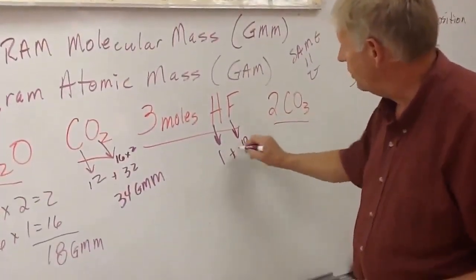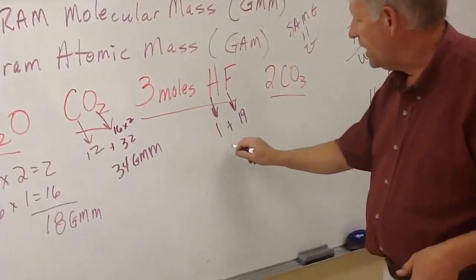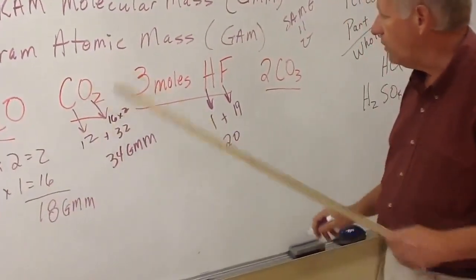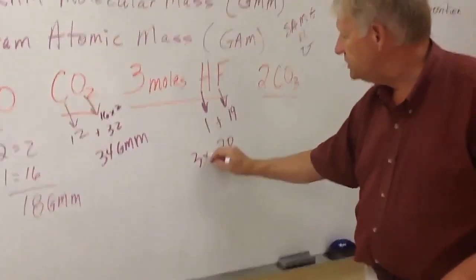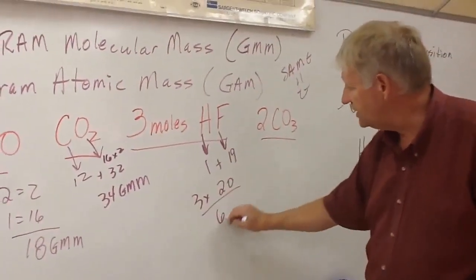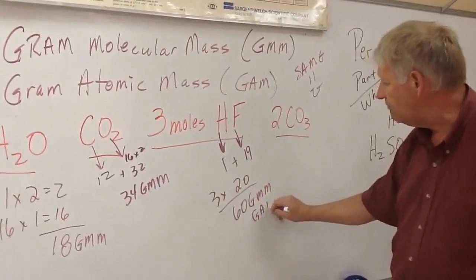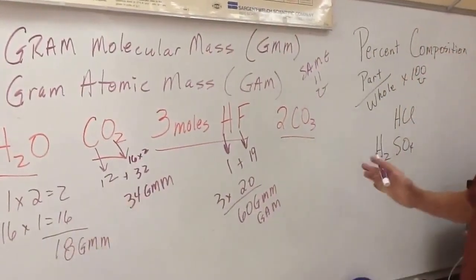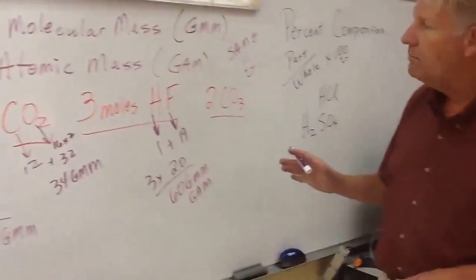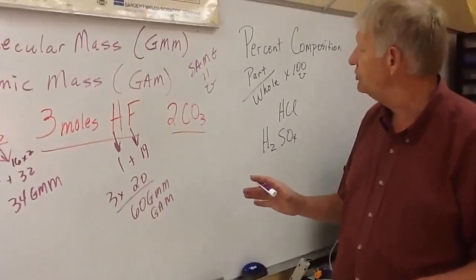So once again, we have 20, okay? But there are 3 moles of those, so we have 3 times 20. So we have 60 for the gram molecular mass. So as you can see, once again, it looks kind of complicated as we go. But once again, chemistry is pretty easy once you understand it.